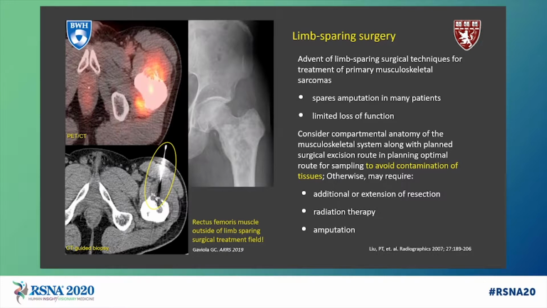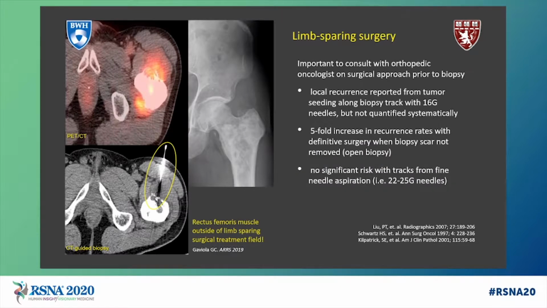And it's important to recognize the compartmental anatomy of the musculoskeletal system, planned along with the surgical excision route, to have the optimal sampling and avoid contamination of tissues. Otherwise, the patient may need to undergo additional resection, radiation therapy, or amputation. And it's important to consult with your local orthopedic oncologist on the best surgical approach prior to biopsy.